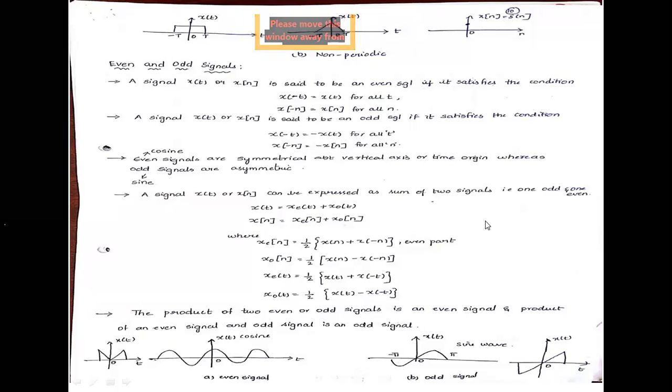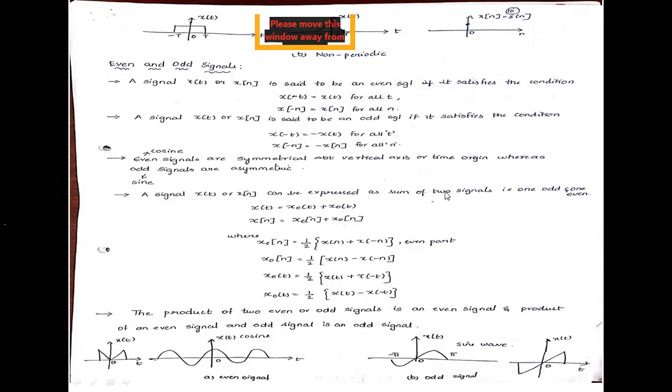And what is an odd signal? The sine signal is an odd signal. Why? Sine of minus theta is nothing but minus sine theta. For both positive and negative values, if we get the positive values only, then we call it an even signal. For negative values, if you get negative sine values, then we call it an odd function.